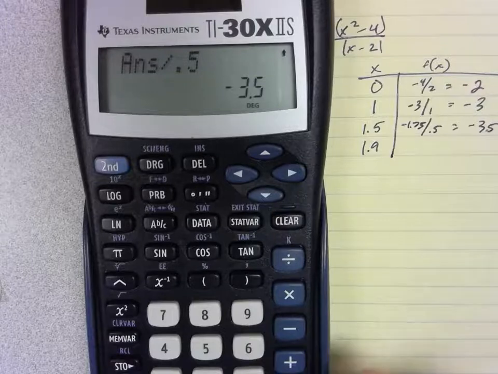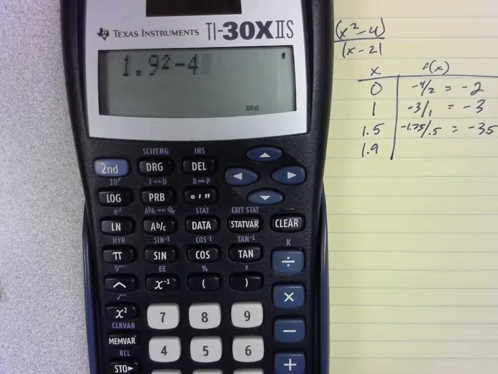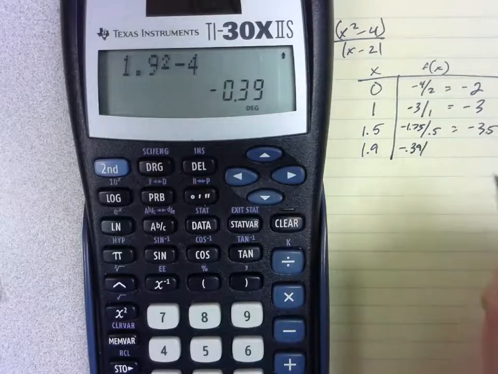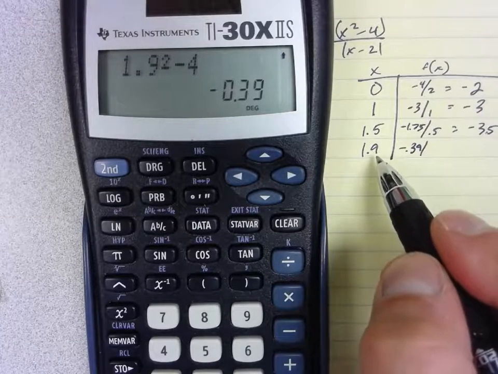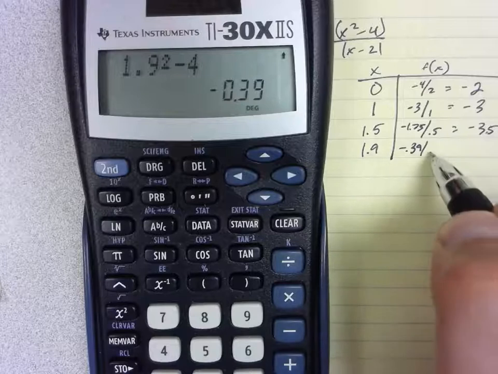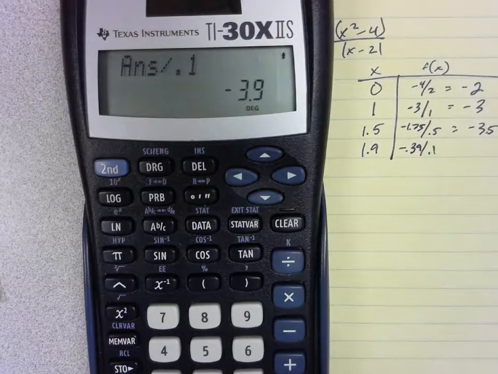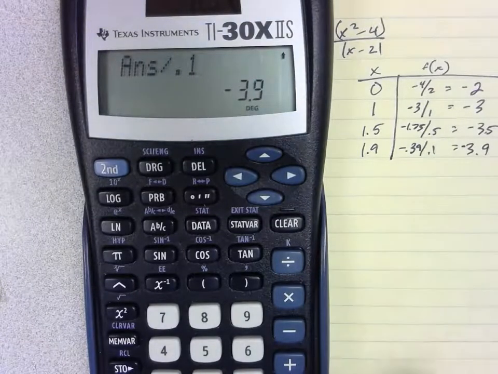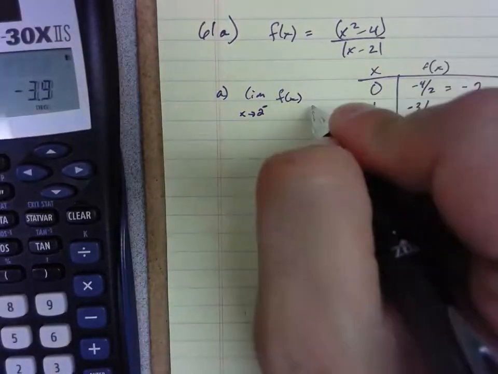Okay. And let's try 1.9. So 1.9 squared minus 4 is -0.39, and we're going to divide by 1.9 minus 2, which is -0.1, absolute value of it is +0.1. So divided by 0.1 is equal to -3.9. So what's it approaching? Yeah, -4. So that's -4.